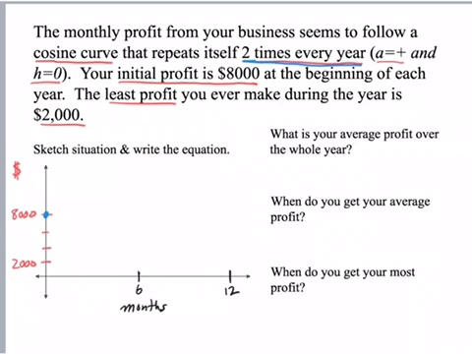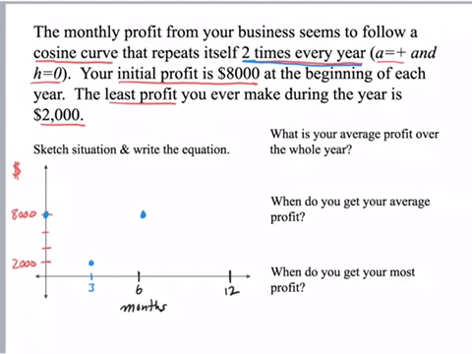What that means is we're going to drop and come back up to $8,000 at 6 months. So halfway between, which is 3 months, aren't you going to go to your lowest point? Isn't that how cosine works? Halfway between, you go to your lowest.